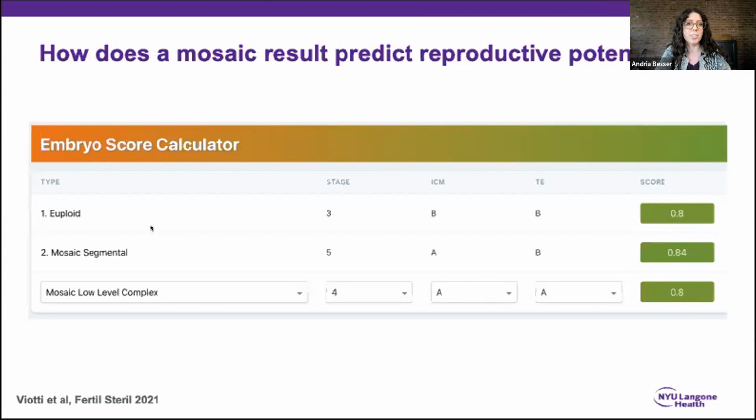So you can see here, for example, a segmental mosaic of higher quality, this 5AB embryo, would actually be predicted to have a better chance of resulting in a pregnancy compared to this euploid 3BB, slightly better, just based on the score. The higher score means predicted higher implantation rate, but it doesn't mean an 84% chance of implantation. It's just a kind of arbitrary score.